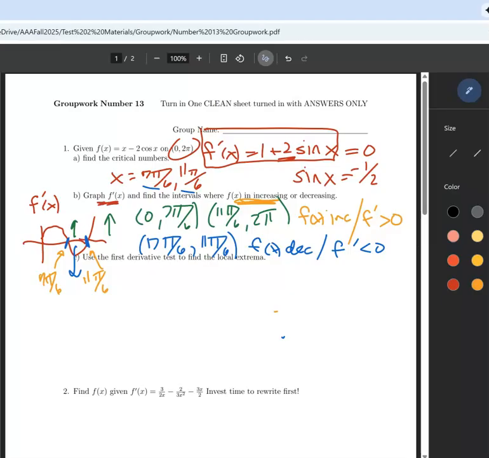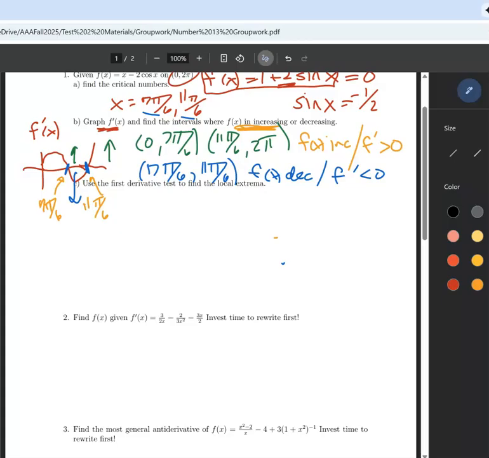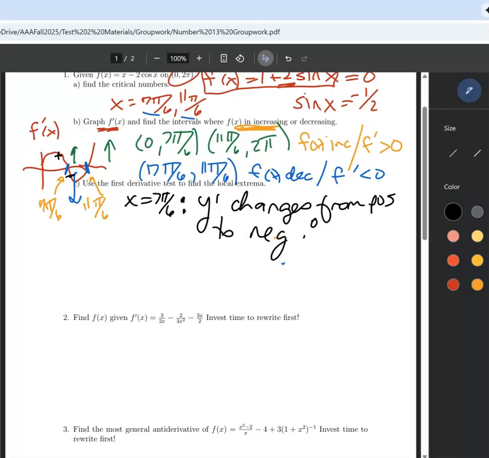Because the derivative is less than 0. All right, now we can either use a sign chart or look at the graph of this derivative, so let's do both ways. First, looking at the critical number x equals 7 pi over 6, before 7 pi over 6 the derivative graph is positive. After 7 pi over 6, the derivative graph is negative. So y prime changes from positive to negative, therefore I know that that point must be a local maximum.